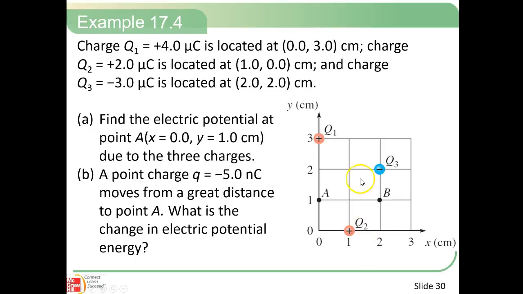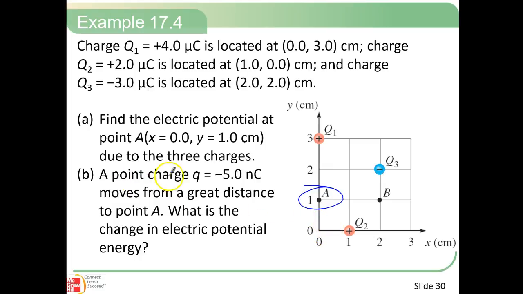So here's a good example. I've got charge Q1 right here. It's 4 microcoulombs. It's located at 0,3. I've got another one which is positive located at 1,0, and then finally the last one which is -3 microcoulombs, and it's at 2,2. So they want us to find the electric potential at point A, right here, due to the 3 charges.